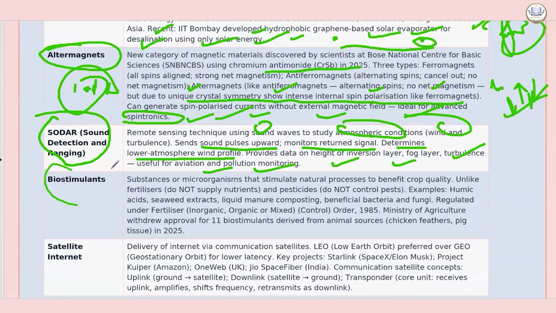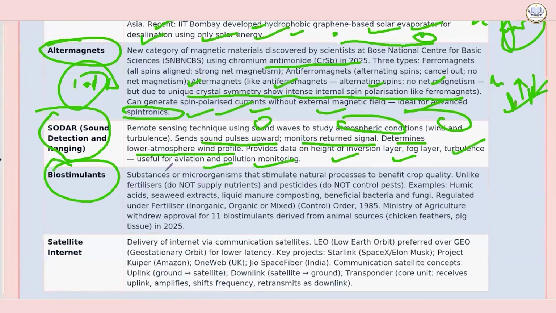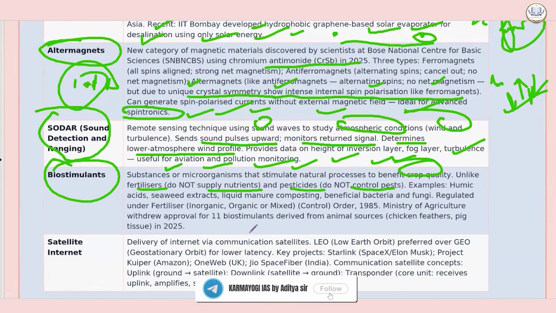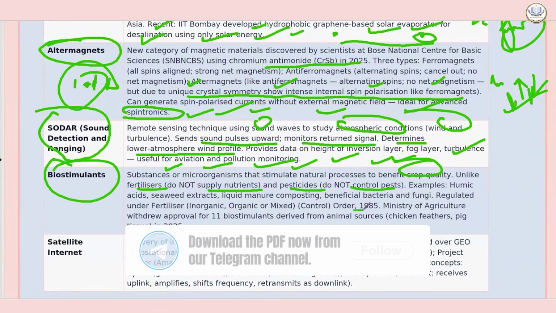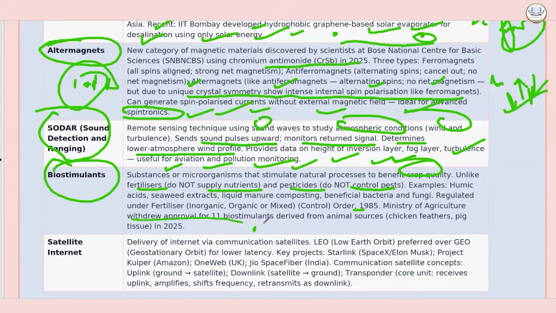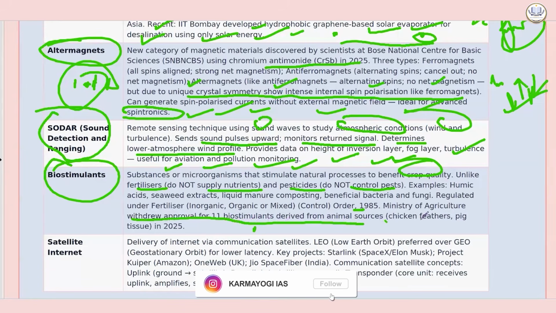We have biostimulants, substances or microorganisms that stimulate natural processes to benefit crop quality. Unlike fertilizers, they do not supply nutrients, and unlike pesticides, they do not control pests. Examples are humic acid, seaweed extracts, and liquid manure composting. They are regulated under the Fertilizer (Inorganic, Organic or Mixed) Control Order 1985. In 2025, the Ministry of Agriculture withdrew approval for 11 biostimulants derived from animal sources like chicken feathers and pig tissue.